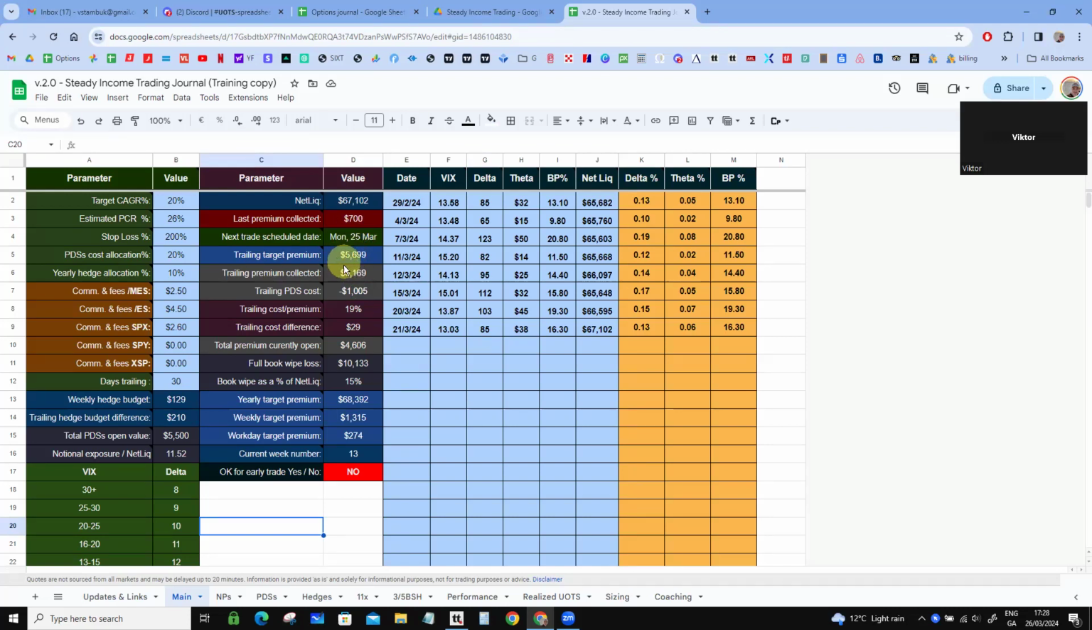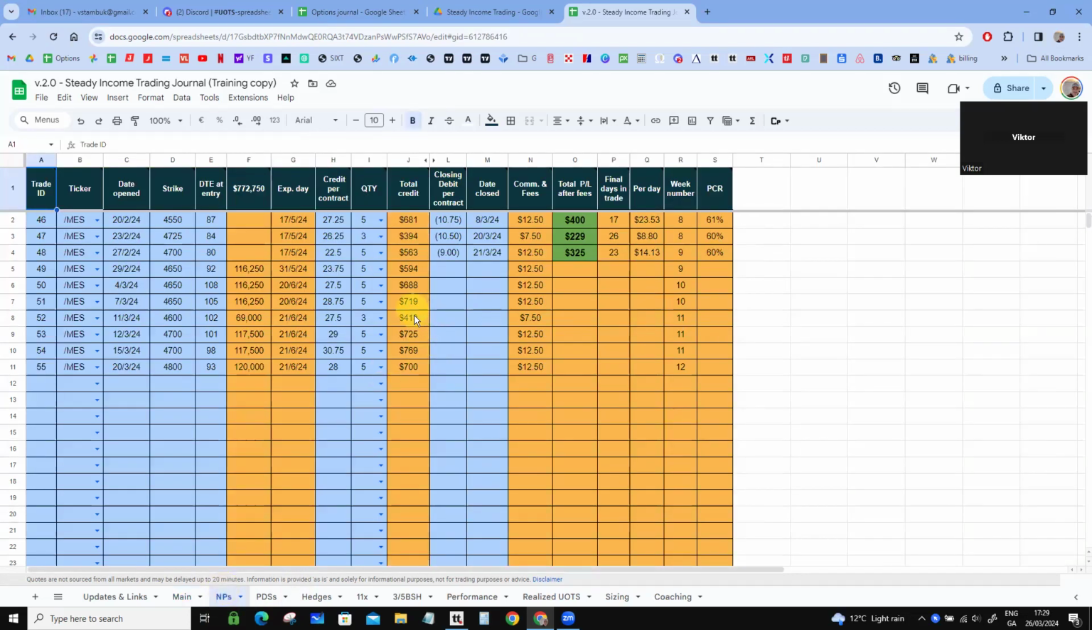And staying on the right hand side, we can see down here total premium currently open. This number is taken from the naked puts, and I'll show you this one real quick, it only counts the total credit that's still open. You can see right here, 4,600, that's still open. The trades that are closed are no longer important for this, only the trades that are open, because these trades present a risk at this time.